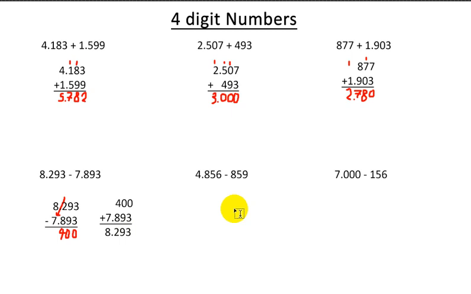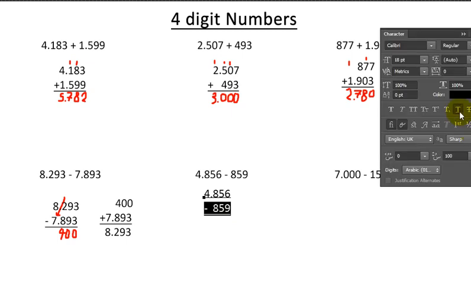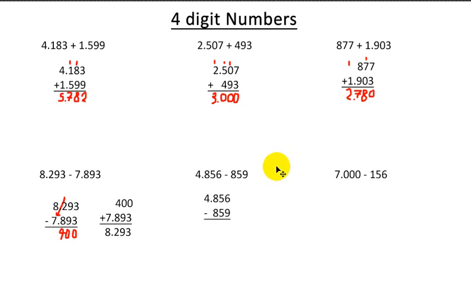Let's move on to the next subtraction. Again, like this one, if we're taking away a 3-digit number, we're just stacking everything to the right. So let's start by saying 4,856, and we're taking away 859. Okay, we've stacked everything to the right. Let's start doing this subtraction.